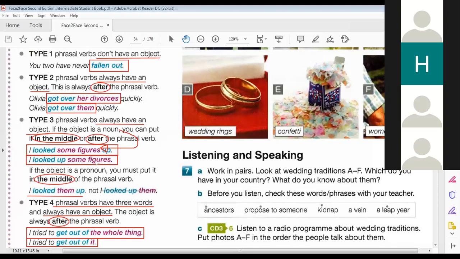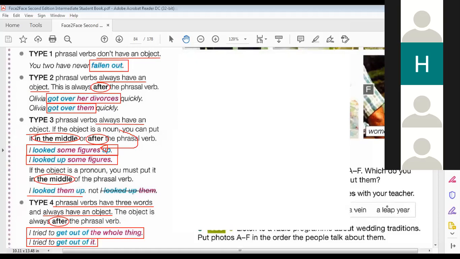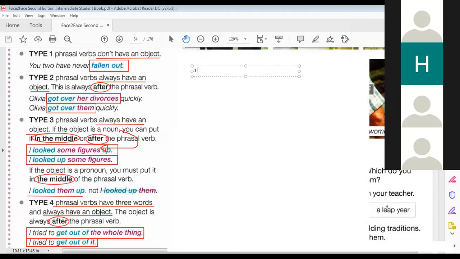Okay, so very quickly, let me try to summarize or repeat the different types of phrasal verbs. Let's summarize all of this. So type 1 is the only one with no object. The important point in type 2 is that it always has an object. That is the first important point. And the second point is that the object is after the phrasal verb.